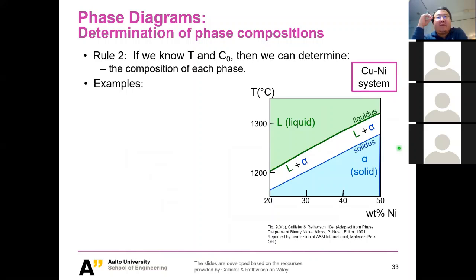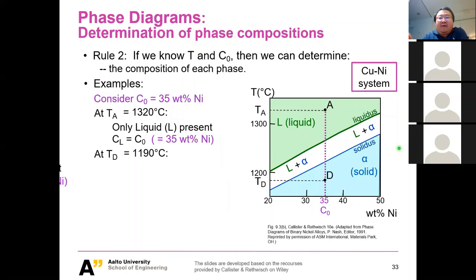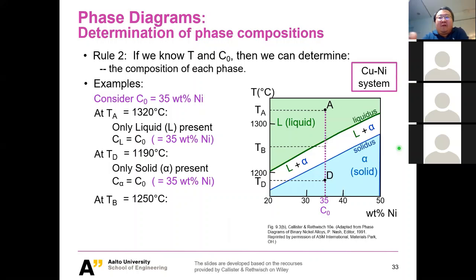The second one is, if you have a mixture, or also if you have a solution, you can determine the composition of each phase. For a solution, you know it's 100% of the solution that you have. But in a mixture phase, let's say we have a composition of 35% nickel. At a high temperature, point A, it's 100% liquid, of course, and this is really simple. Let's say D is 100% solid.